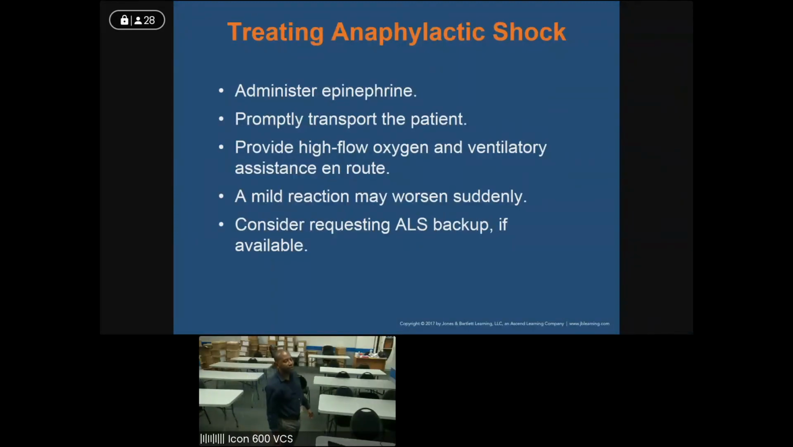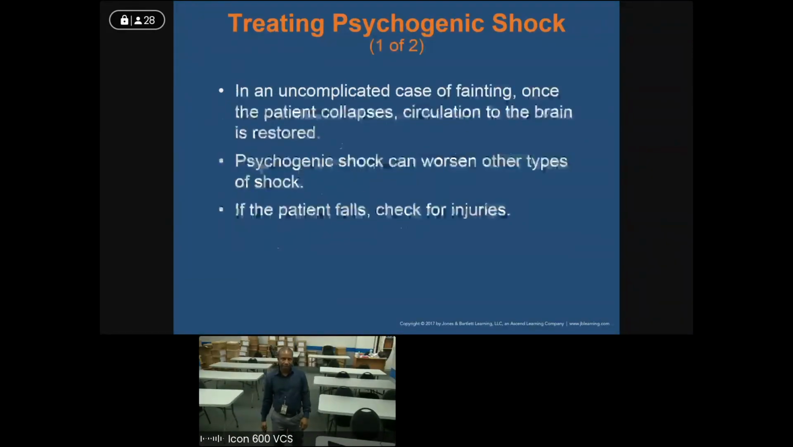Anaphylactic shock, we know epinephrine, call ALS backup, treat for shock, rapid transport. Right? Psychogenic shock is an uncomplicated case of fainting. Once the patient collapses, right, and we spoke about that, we can manage that. People collapse all the time at funerals, right? Or someone just surprises them and they collapse, but generally they will recover.